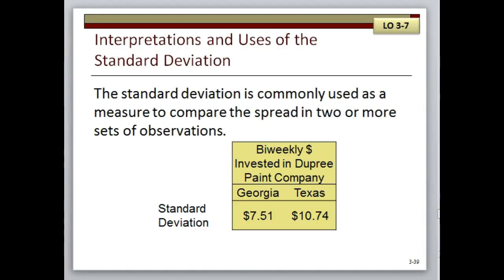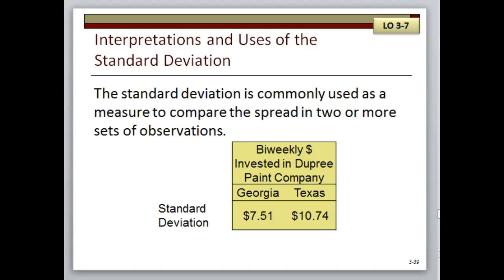The standard deviation is commonly used as a measure to compare the spread in 2 or more sets of observations. Let us take the bi-weekly amount invested in Dupree Paint Company, for example. Suppose that the standard deviation of the bi-weekly amounts invested in the Dupree Paint Company profit sharing plan is computed to be $7.51. These employees are located in Georgia. For another group of employees in Texas, the standard deviation of their biweekly investment in the Dupree Paint Company profit sharing plan is $10.47. Let us further suppose that the amounts invested by both groups are about the same.